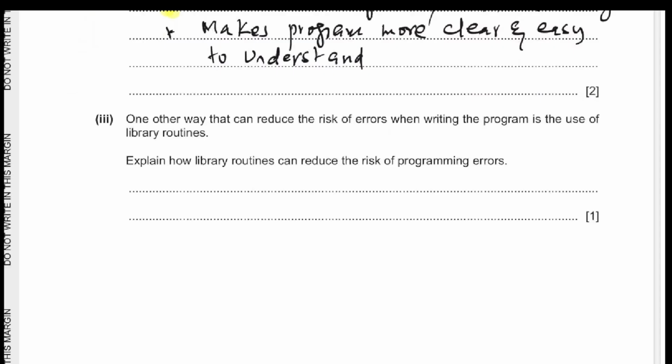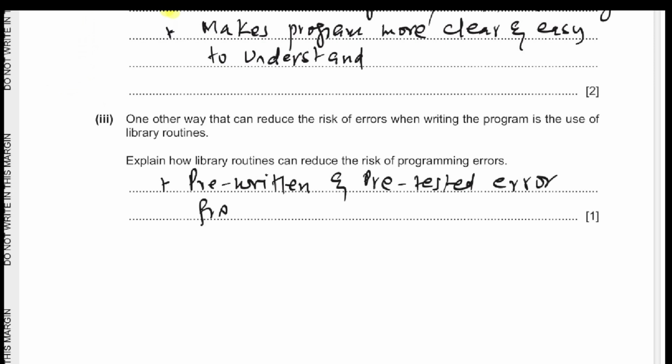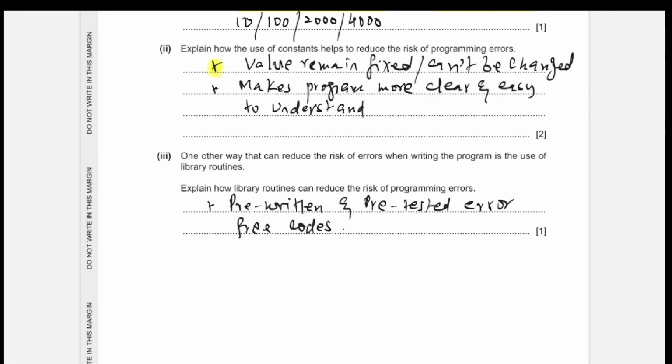And another way that can reduce the risk of errors when writing the program is the use of library routines. Explain how library routines can reduce the risk of programming errors. So library routines are pre-written and pre-tested error-free code. All right, so this is the simple and concise thing you can write.